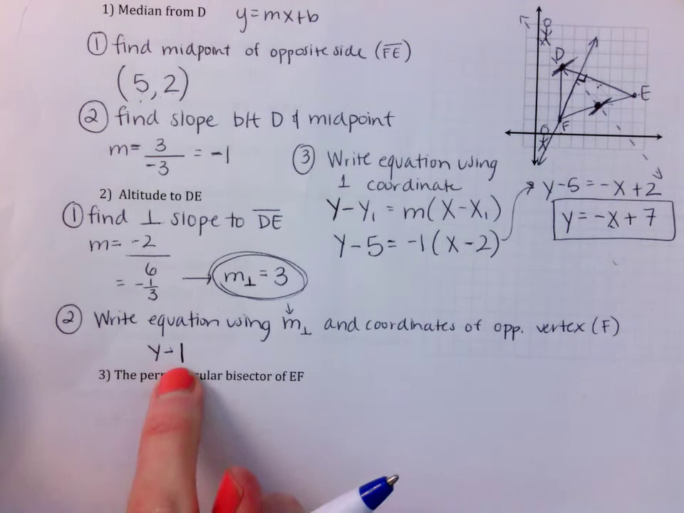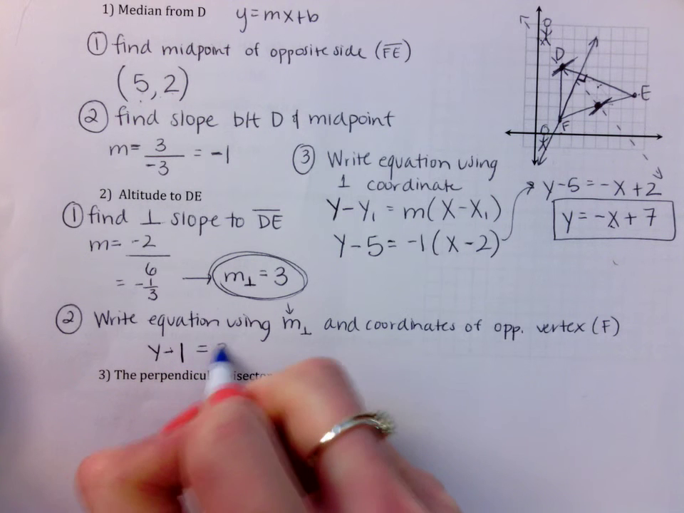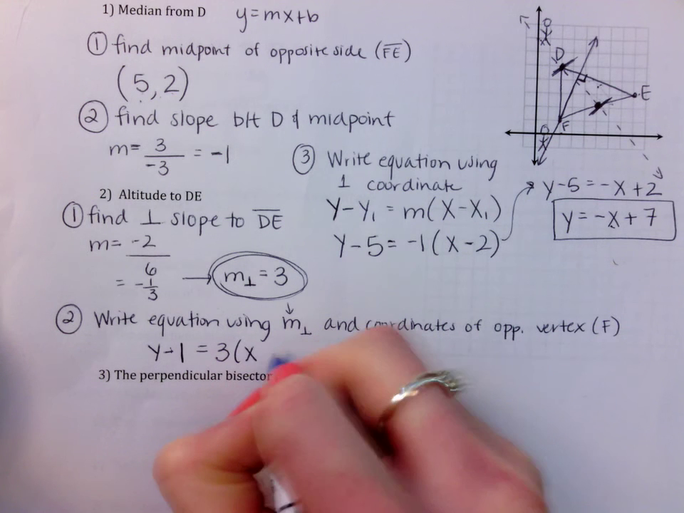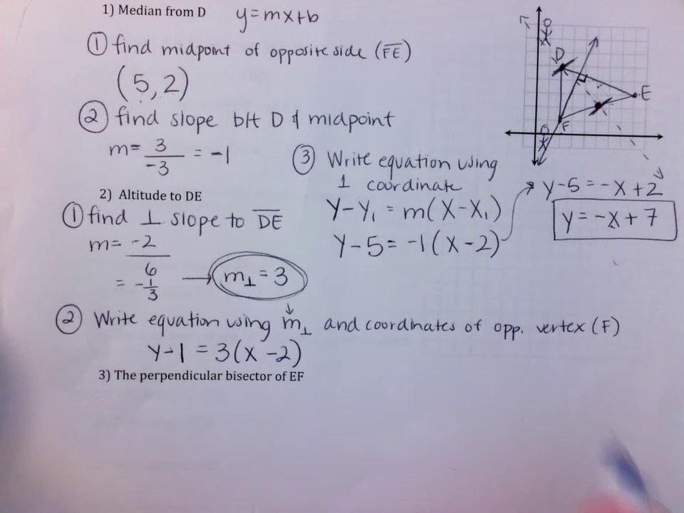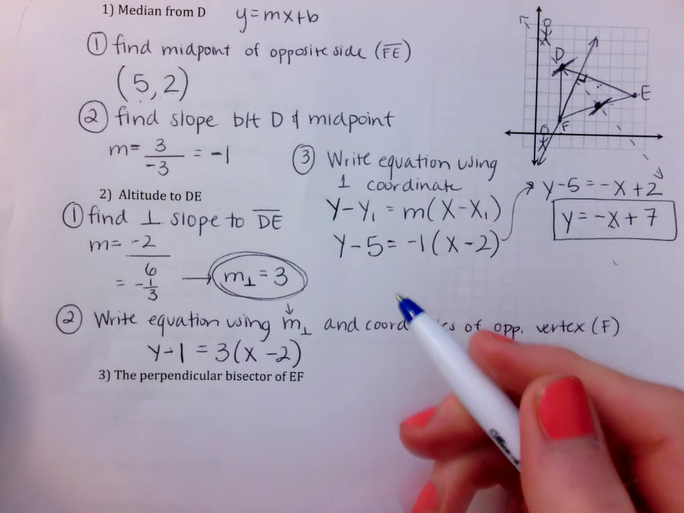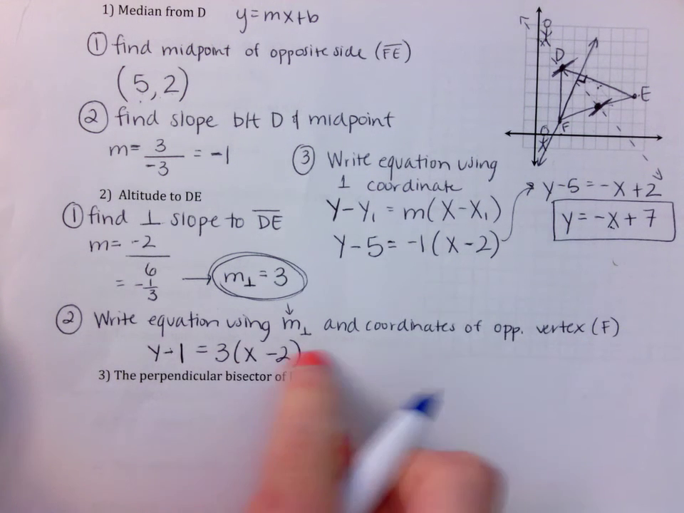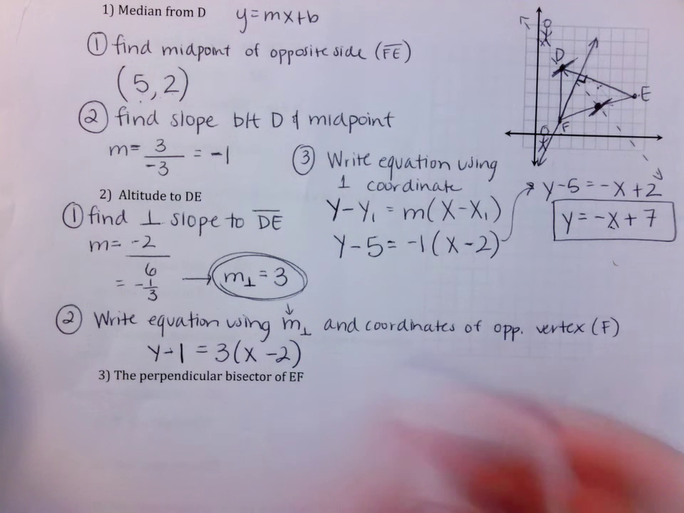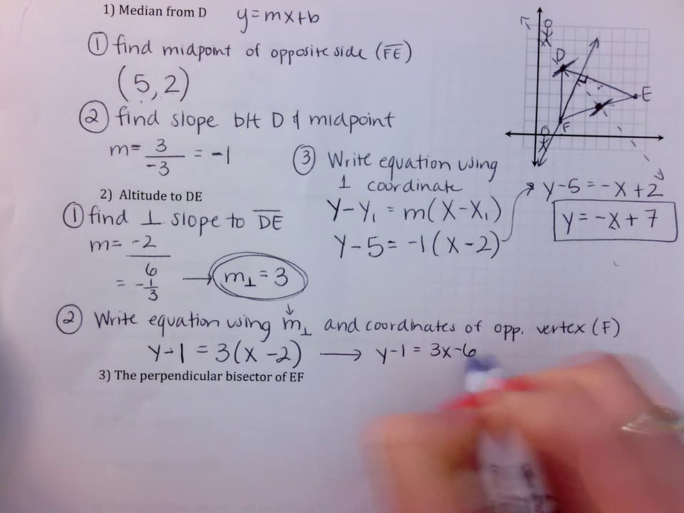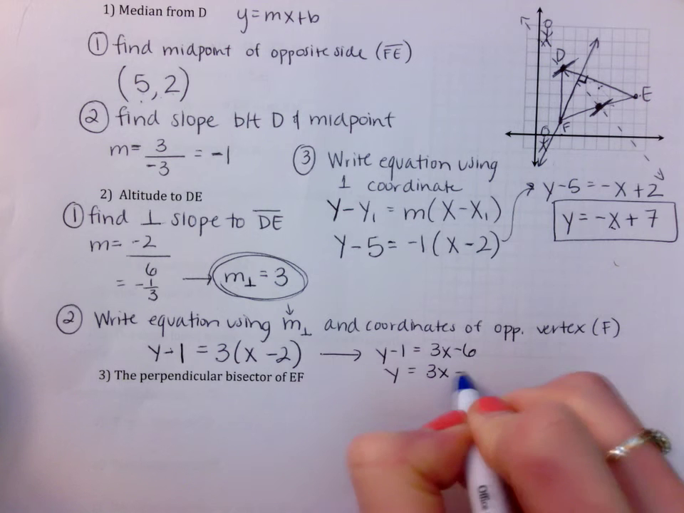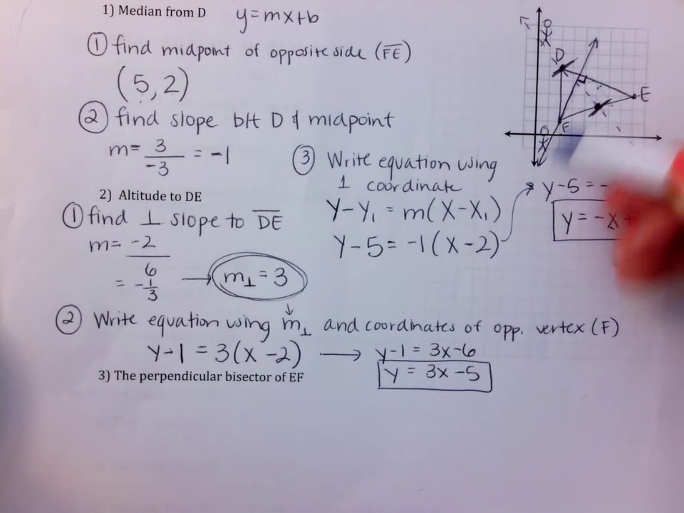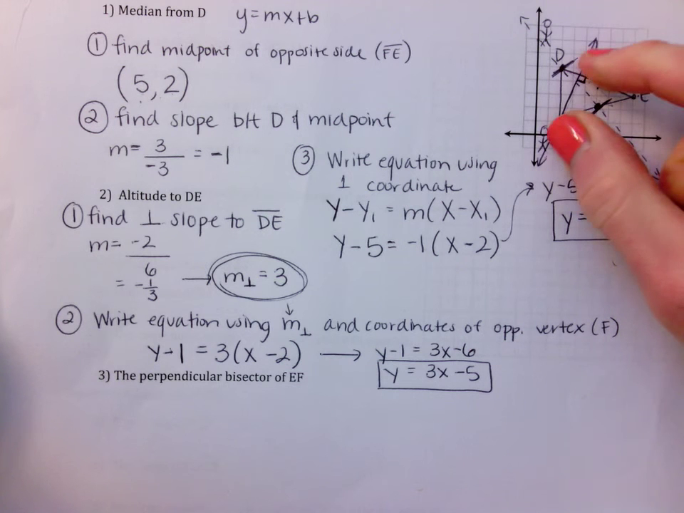So y minus 1, which is the y coordinate of F, equals 3, the perpendicular slope I just found, times x minus 2. I'll just distribute and change that to y equals mx plus b form, but this is acceptable as long as you don't have to change it. So I'll distribute: y minus 1 equals 3x minus 6, y equals 3x minus 5. And that would be the equation of this line that contains the segment of the altitude to DE.